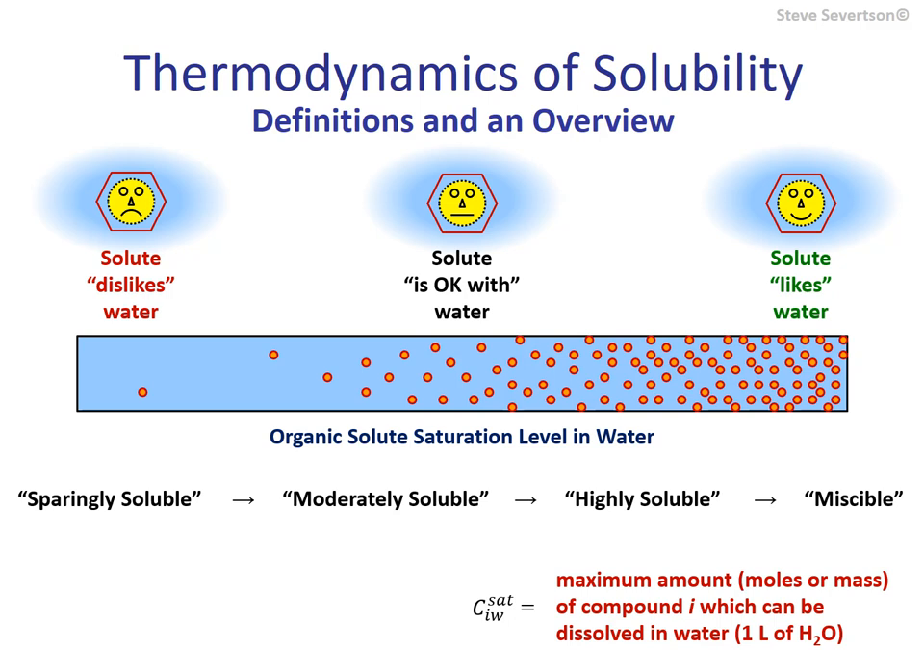Throughout this course, water solubility will be designated using C_iW with the superscript SAT, indicating the water is saturated with the ith component. We will restrict our discussion to neutral organic compounds that are sparingly to moderately soluble, specifically those organic compounds with solubilities well below 1 mole per liter, or 1 molar. This likely covers a majority of neutral organic species.